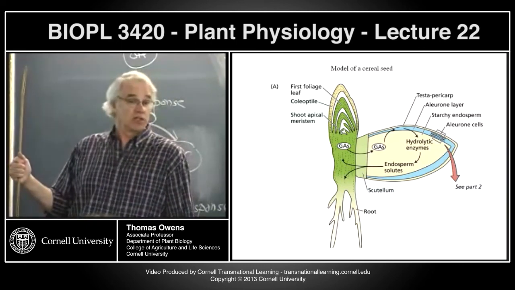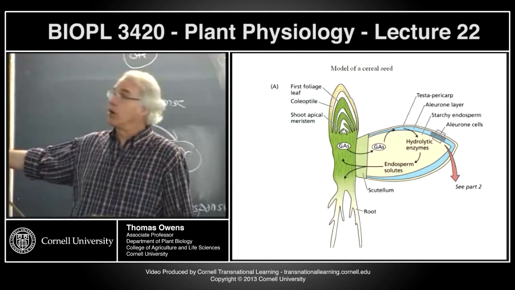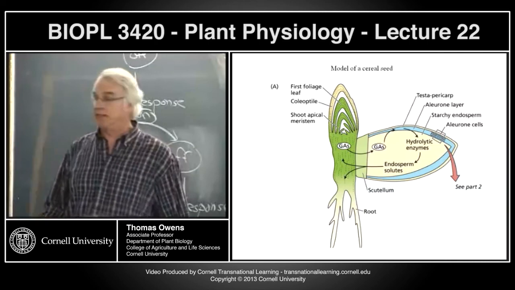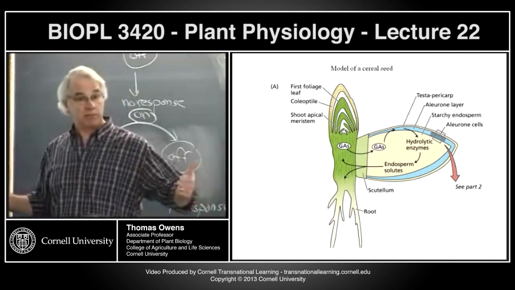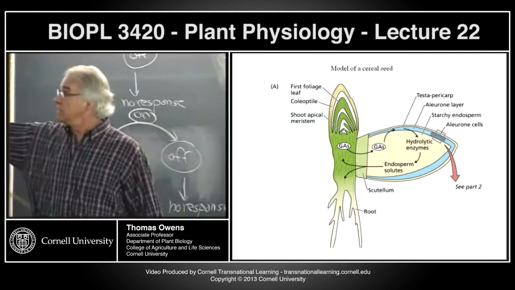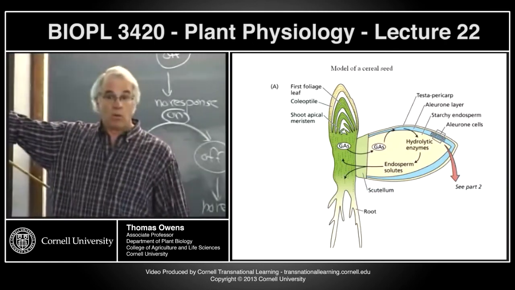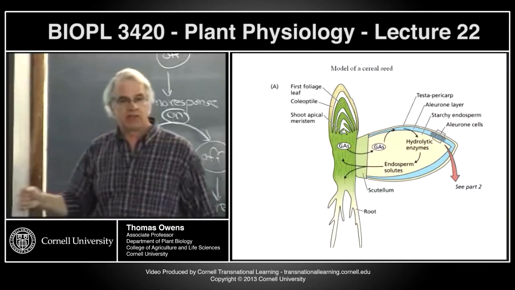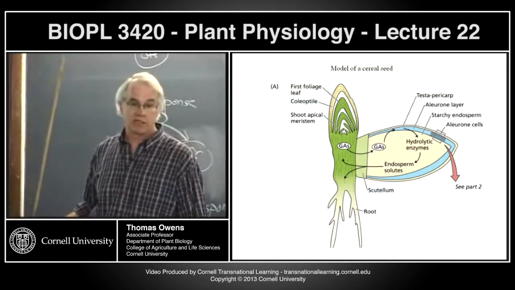What does the seed use it for? Yeah, it's basically energy and carbon for growth of the embryo, right? So one of the things that has to happen when a seed germinates is the endosperm has to be mobilized. The endosperm is basically polymers. It's starch or it's proteins. Can the embryo take up starch or proteins? No. The starch has to be broken down to monosaccharides. The proteins have to be broken down to amino acids before they can be taken up by the growing cells of the embryo.